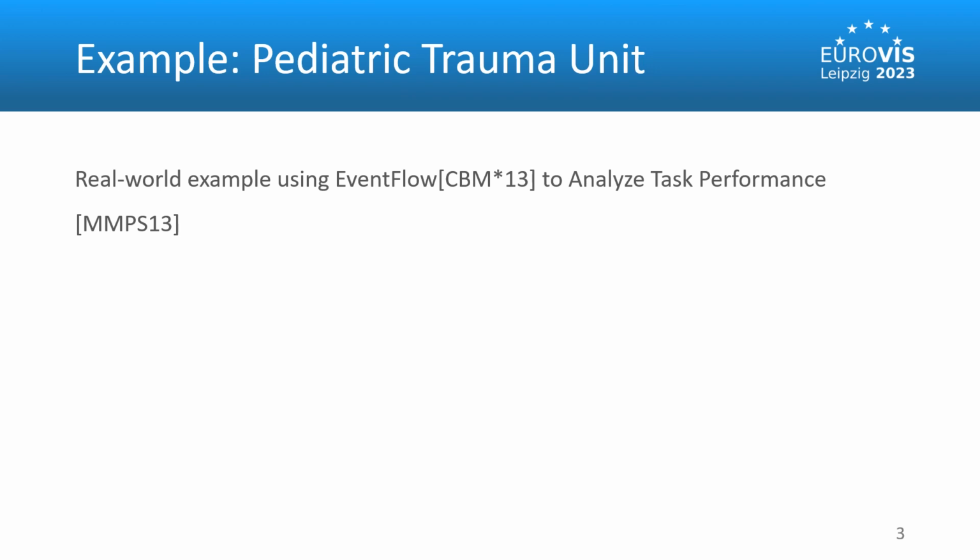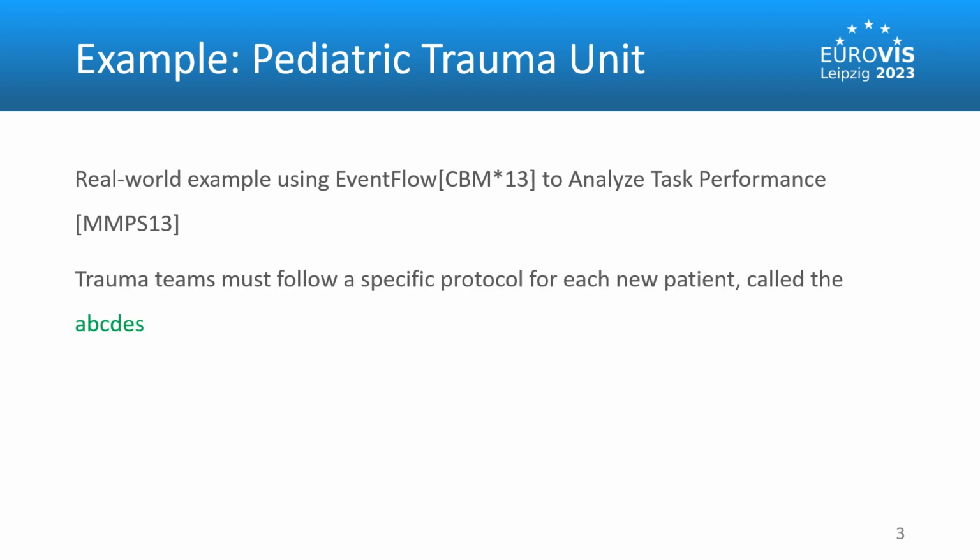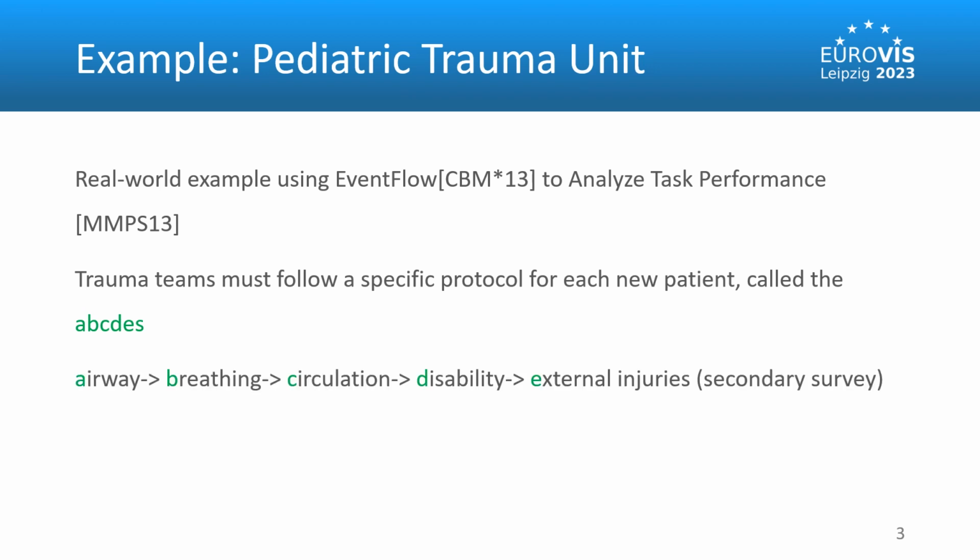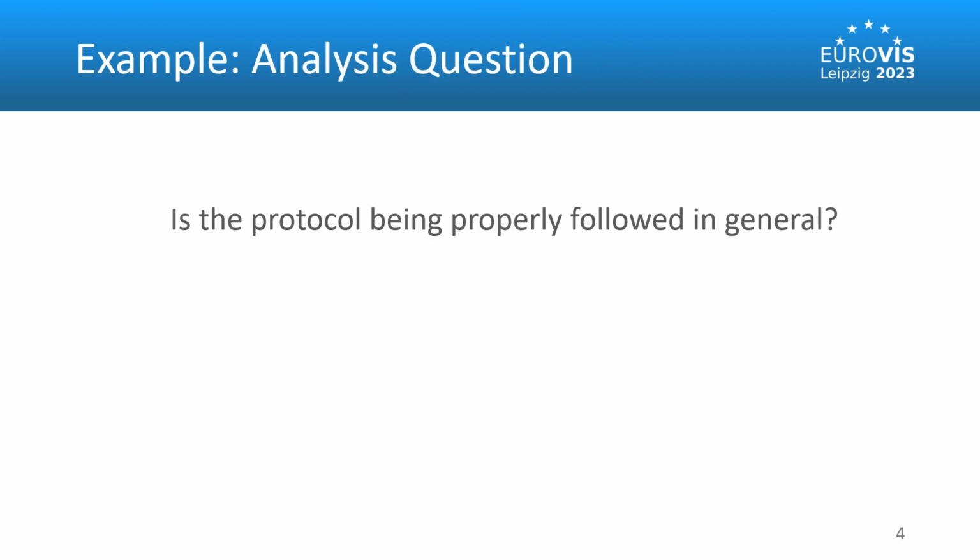performance analysis. In a pediatric trauma unit, the trauma team is required to complete a series of steps in a very specific order. They should check the patient's airway, then breathing, check for circulation, and then check for disability. Then they scan head to toe to detect any external injuries. In the trauma dataset, we may ask the question if these steps are being properly followed by the practitioners.